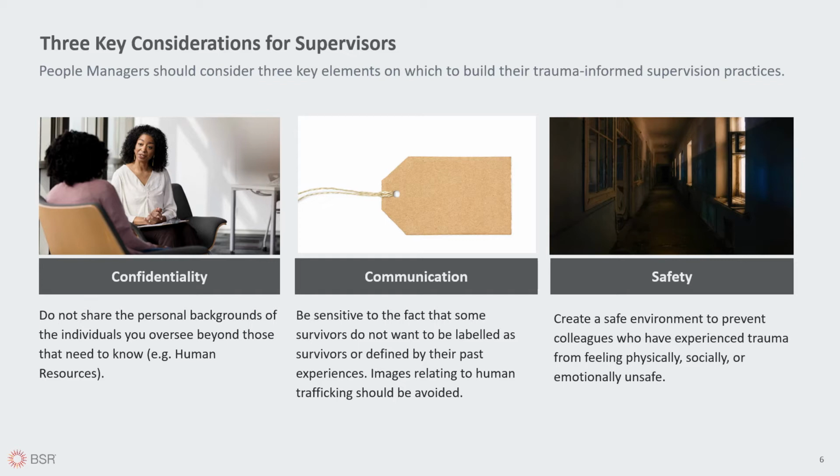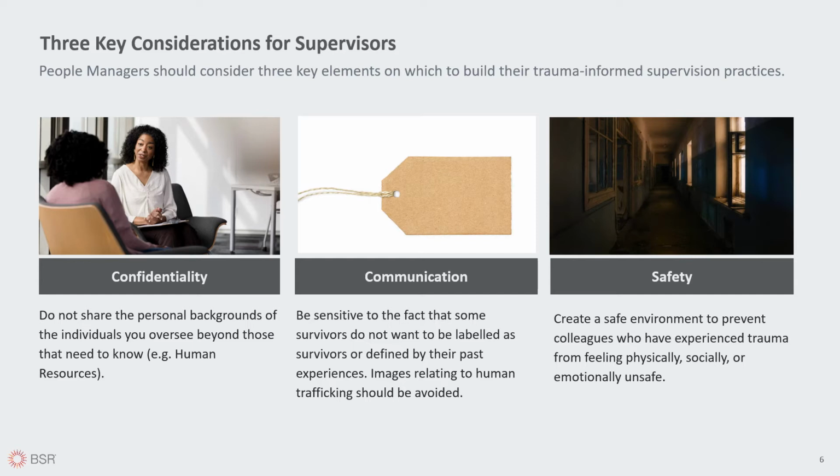When working with survivors, confidentiality is critical. People managers should not share the personal backgrounds of individuals and or whether they are taking part in an employment program unless strictly necessary. People managers should also treat any sensitive conversations with the individuals they supervise as confidential. If for any reason people managers feel that they must share this information, they should discuss it with the individual they supervise first to make them aware of the need to share information and ask how they would prefer that information be presented so they have some control over their own story.